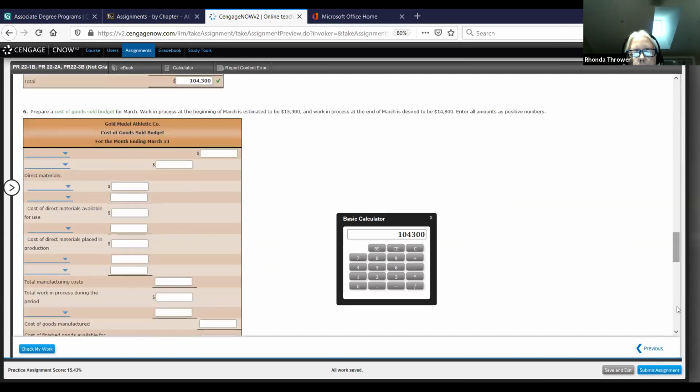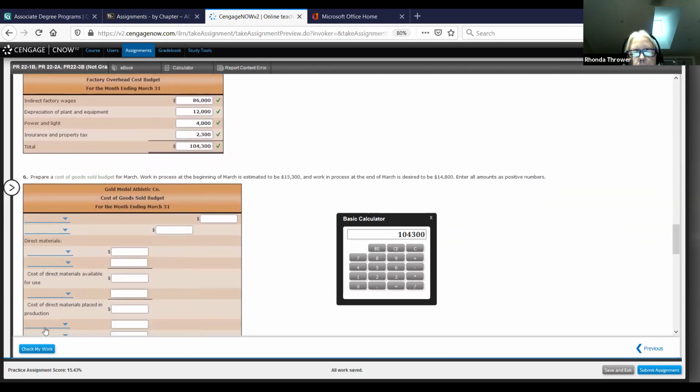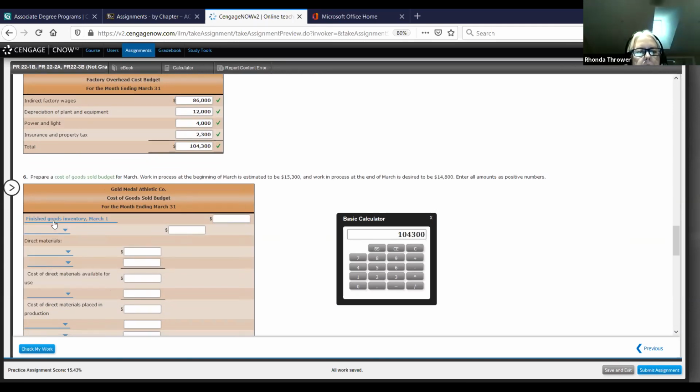Ready to do cost of goods sold budget. In the cost of goods sold budget, they have a lot of information that they want you to fill in. And the cost of goods sold budget starts with your beginning finished goods inventory. So we're going to look for our finished goods beginning amount of inventory. And I'm going to fill in these parts first. We're going to add to it our work in process beginning inventory.